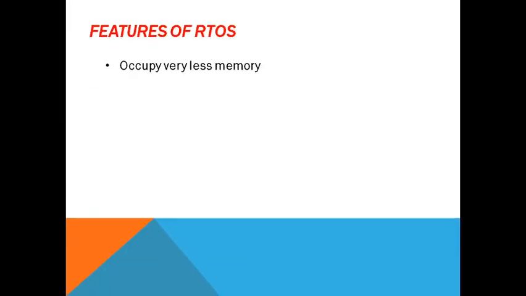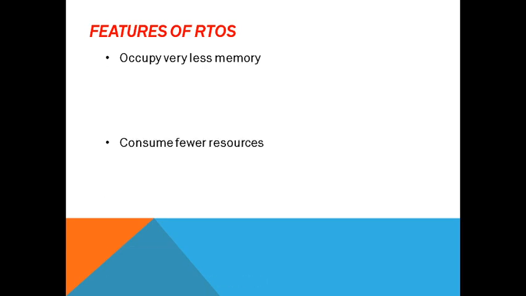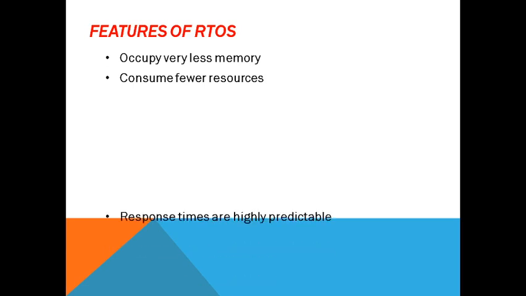Now, features of the RTOS. First, it occupies very little memory because it is developed only for a specific function, not for different functions. The operating system developed for specialized embedded systems is nothing but our RTOS, and it occupies very little memory. Second, it consumes fewer resources because our desired target is specific, so resource consumption is also very low. There is no requirement of several ports and all, so it consumes fewer resources.